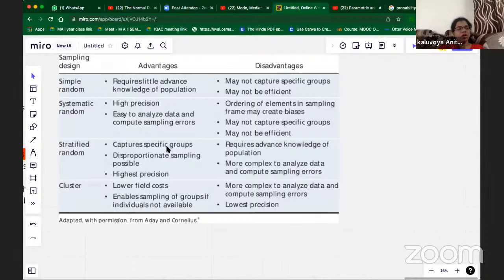something on agriculture or science and technology. So some people only read that. Okay, so for such kind of people you can use systematic random sampling. You will have a system for it. Like as I said, every fifth person, every 10th person, there is a system according to that. Stratified captures specific groups, disproportionate sampling is possible, and it is highest in precision.